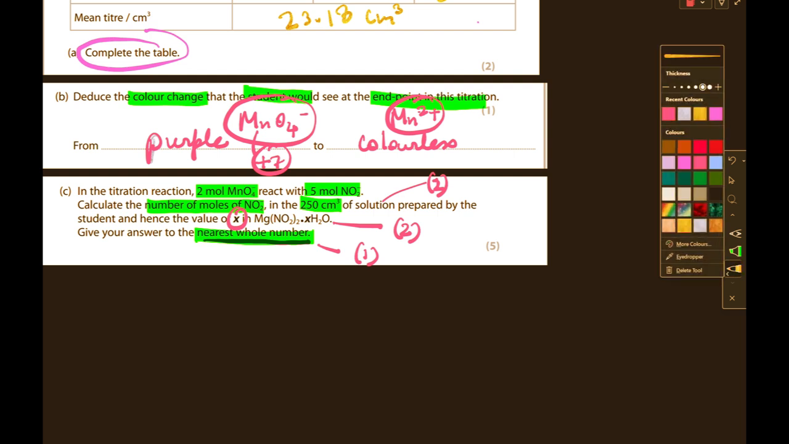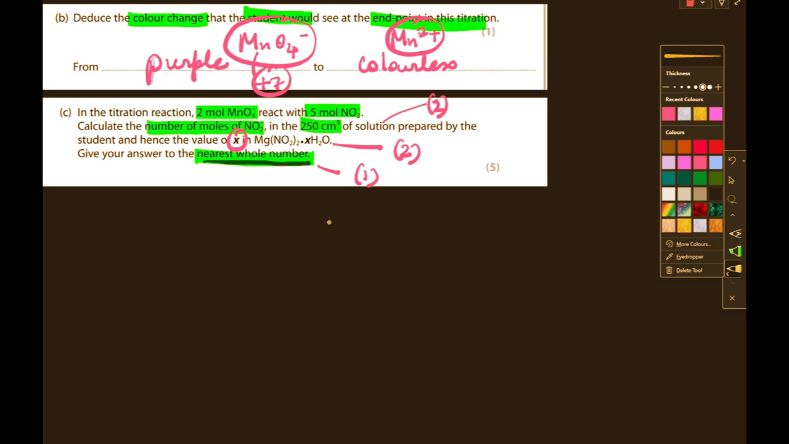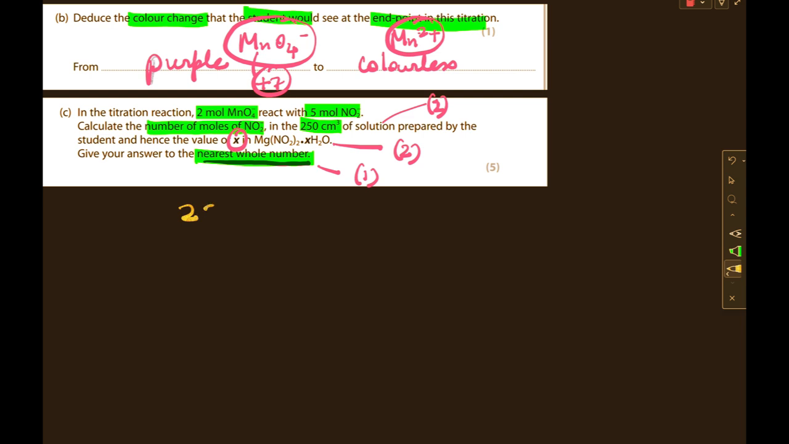So let's work through this now. The best way to do it is to go step by step. We start with the moles of permanganate. Permanganate is 25 centimeter cube. It was given in the question, so the volume has to be converted into decimeter cube. So I will simply divide this by 1000, turning it into 0.025 dm cube. So the first step is solved.